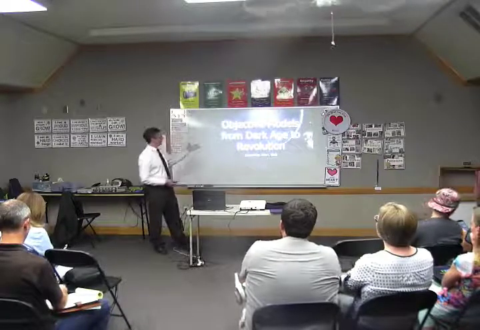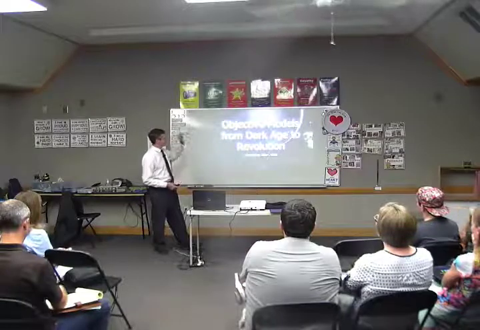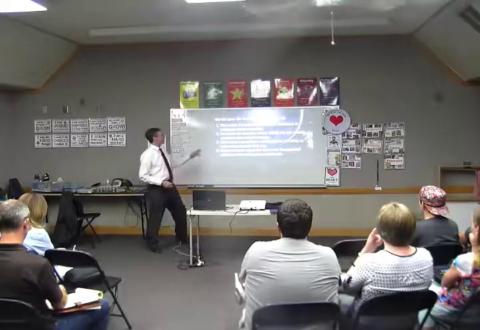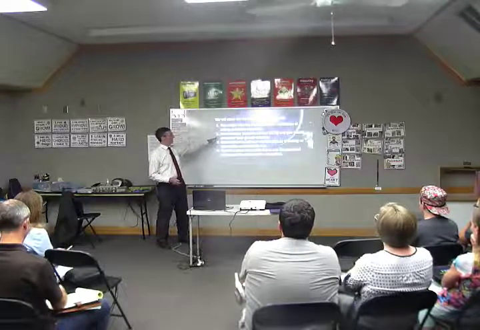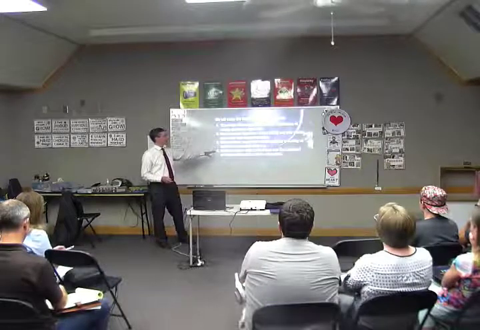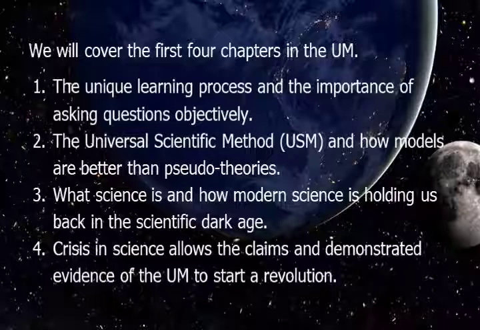So anyway, this is the name I came up with. It's kind of convoluted, but it takes a little piece out of each of those 4 introductory chapters: Objective Models from Dark Age to Revolution. So we're going to be covering the unique learning process and the importance of asking questions objectively from Chapter 1; the universal scientific method and how models are better than pseudo-theories in Chapter 2; what science is and how modern science is holding us back in the scientific dark age from Chapter 3; and then Chapter 4, the crisis in science allows the claims and demonstrated evidence of the universal model to start a revolution. So that's what we're talking about today. Any questions? All right, let's keep rolling.